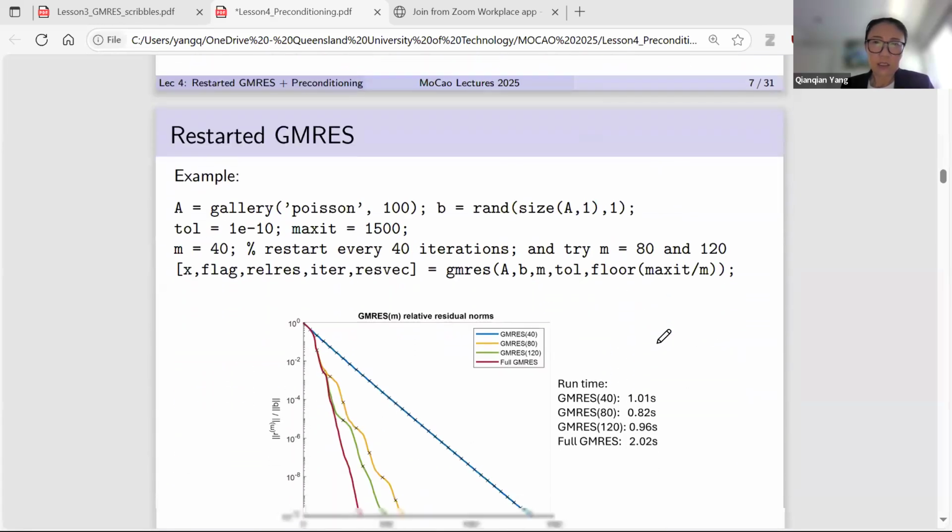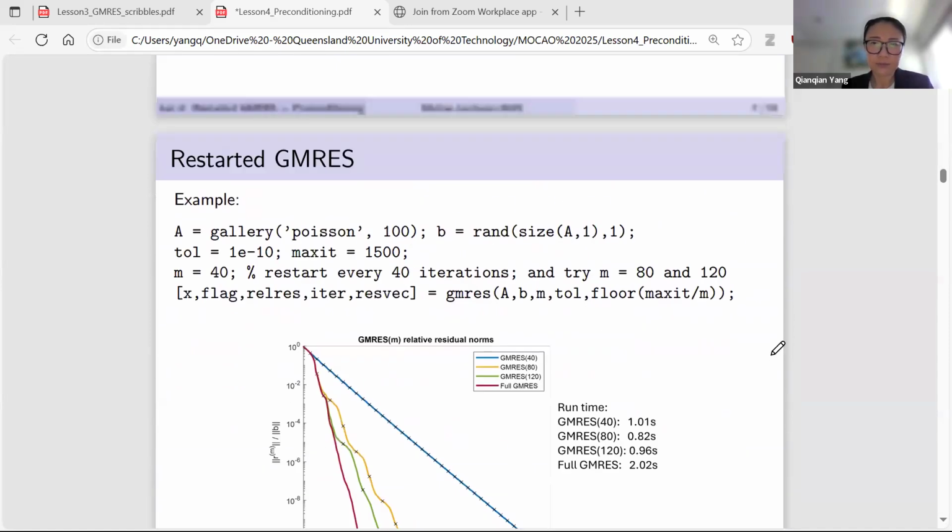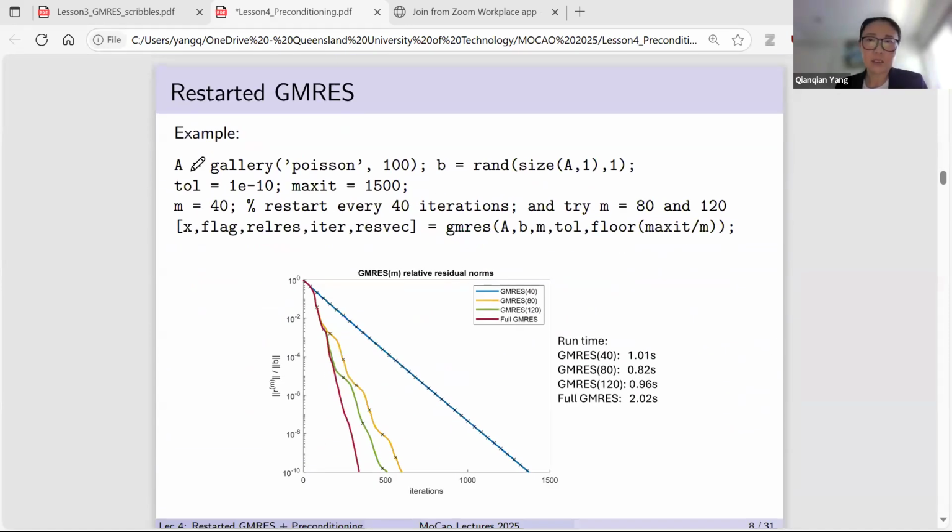Okay, so now let's have a look at one example. This is me just taking a matrix, and then taking some right-hand side vector b, and I set my tolerance to be 10 to the minus 10, with a maximum number of iterations of 1,500. Let's try restarting every 40 iterations, and later on we try 80 and 120. Let's see the effect of restart. As usual, I just use MATLAB's built-in function gmres, and then we plot the relative residual against the number of iterations.